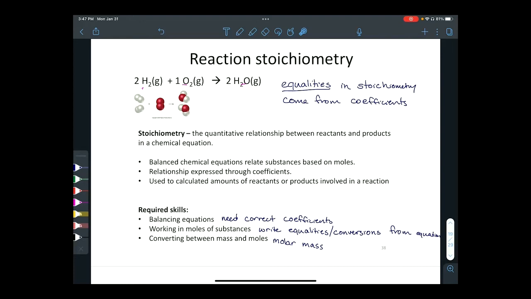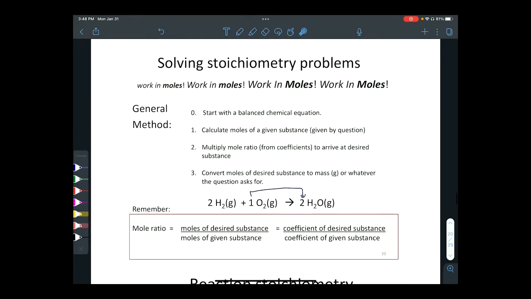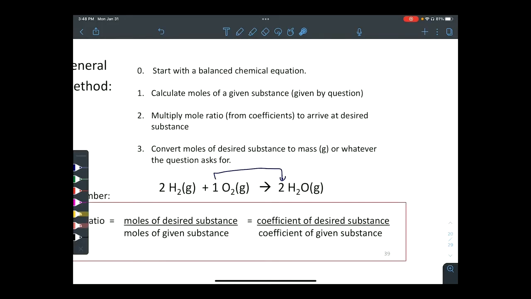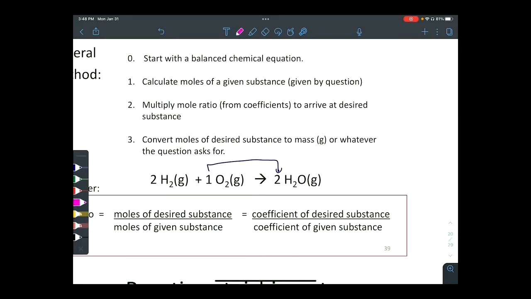Within stoichiometry, make sure that you understand molar masses, because in order to use those coefficients, we need to be in the unit of moles. Let's keep going. When solving stoichiometry problems, you need to work in moles. I like to say, in order to use the coefficients, to get on the bus of the balanced chemical equation, you need to be in the unit of moles of one of the substances. Here's that general method, and you can read that. The big idea is that these coefficients tell us an equality that we can use in dimensional analysis.